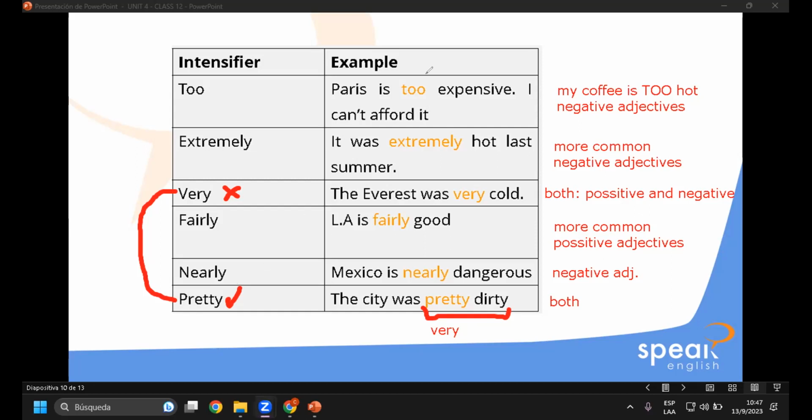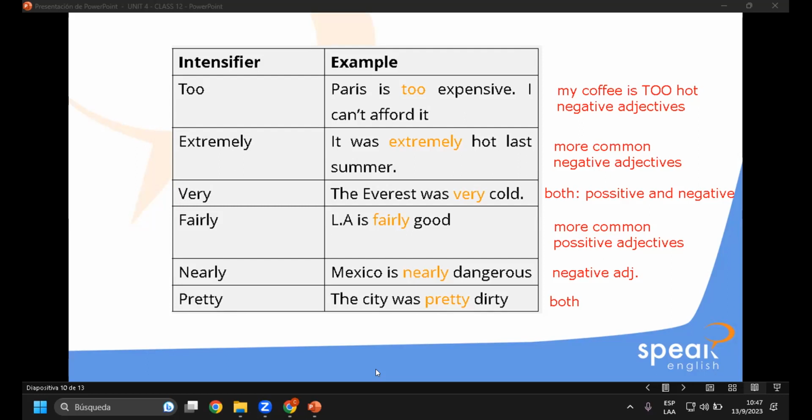Is it clear, everybody, the way that we can use these intensifiers? Yes? The most important thing here, everybody, is to pay a lot of attention to which intensifier goes with the positive adjectives, which one can be used with the negative, and which one you can use with both. Okay? Did you copy the box? Did you copy the intensifiers?